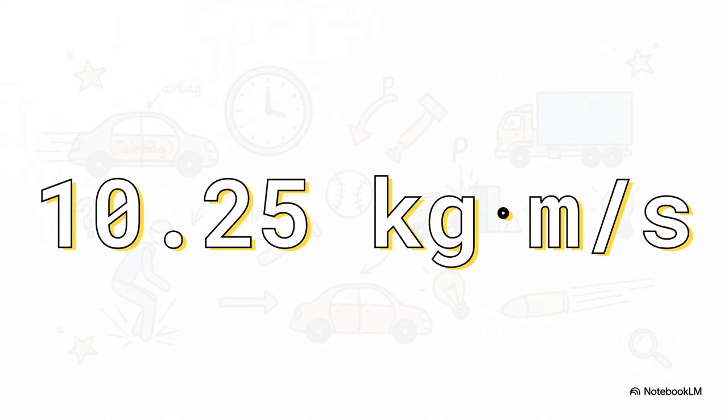Now let's compare that to the football he might be about to throw. Even if that ball is flying through the air super fast, say 25 meters per second, its tiny mass means its momentum is only about 10. That's it. The player has almost 86 times more momentum. It just goes to show you what a huge part of the equation mass is.